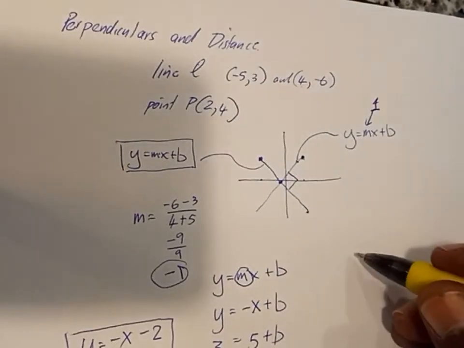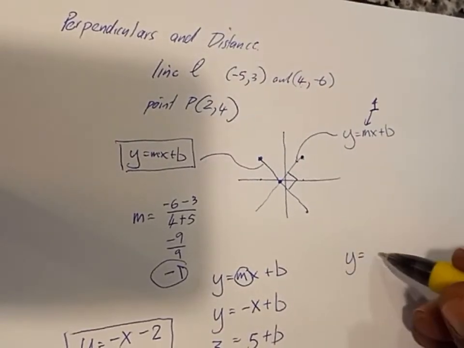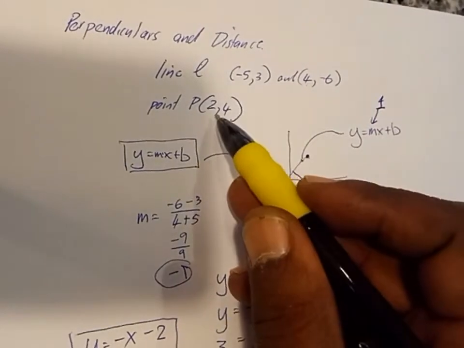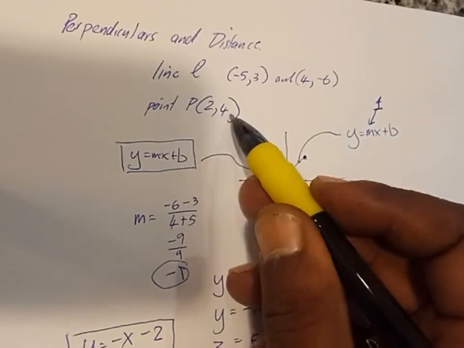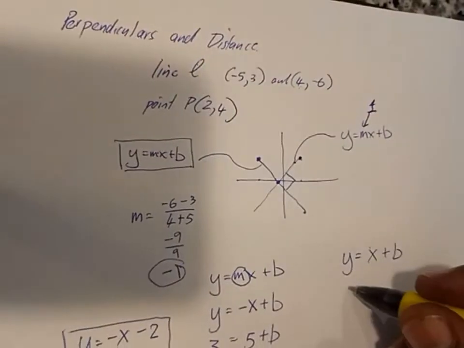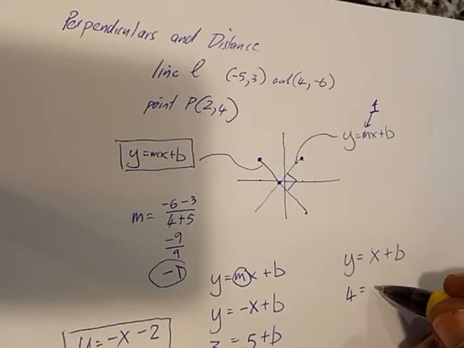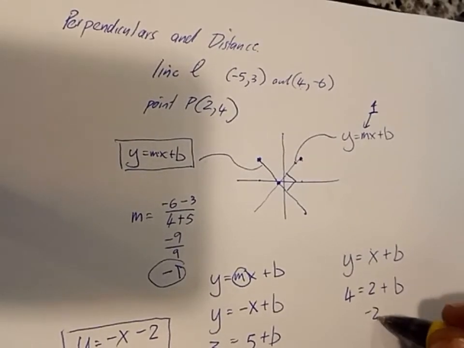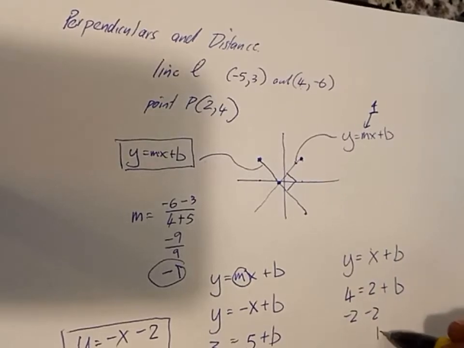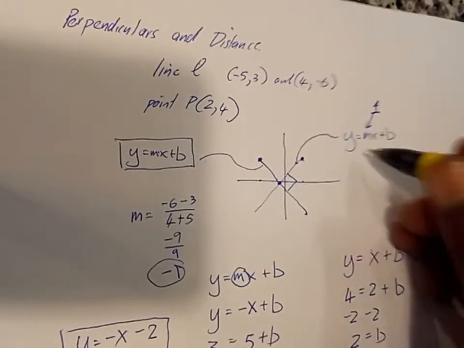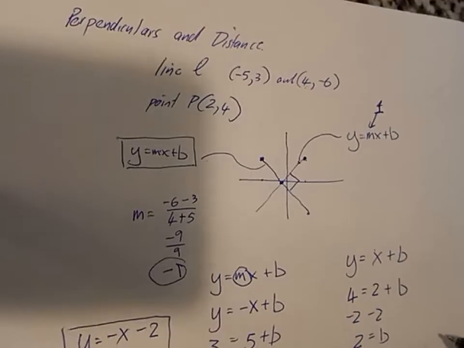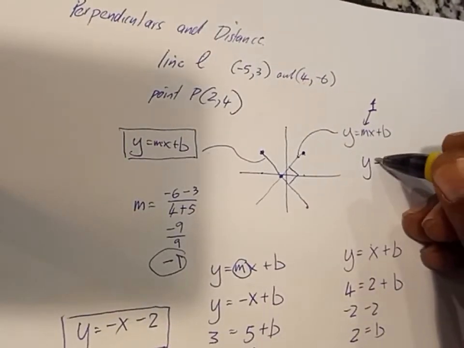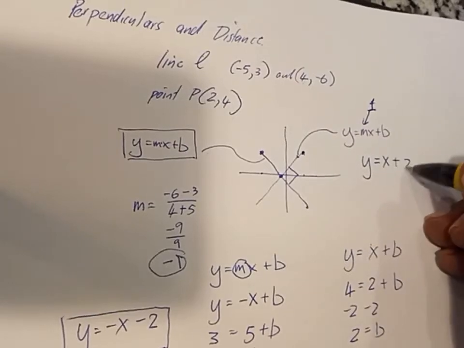Let's do that. Y is equal to 1x, so we just say x plus b. 1 point on that line, the only point we know is 2, 4. X is 2, y is 4. So when y is 4, x is 2. Subtract 2, subtract 2. We have b equal to 2. We now know the equation for this line completely. The equation for this line is y is equal to x plus 2.